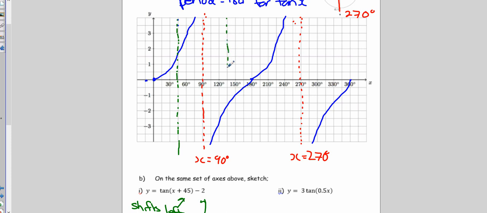This one, I keep trying to graph my thing and it says error, window range. So what have you got in your window? X min? Oh, never mind. I put x min at 360 instead of negative 360. I see. Okay.